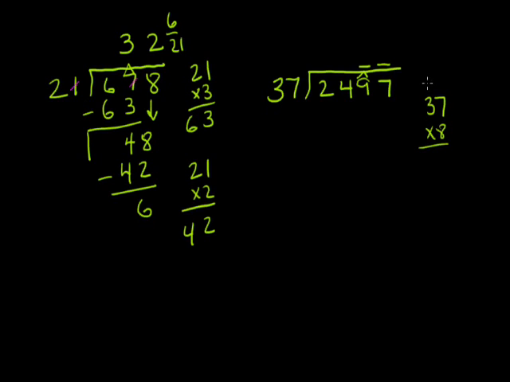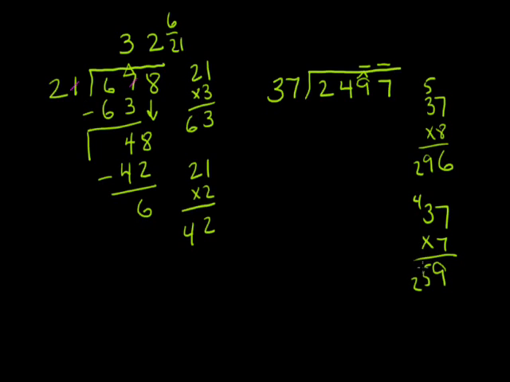7 times 8 is 56. 8 times 3 is 24, plus 5 is 29. And as I guessed, that's a little bit too big, but that's okay. We're going to try a little bit smaller. 37 times 7. Get a lot of multiplication practice. 7 times 7 is 49. 7 times 3 is 21, plus 4 is 25. Still too big.